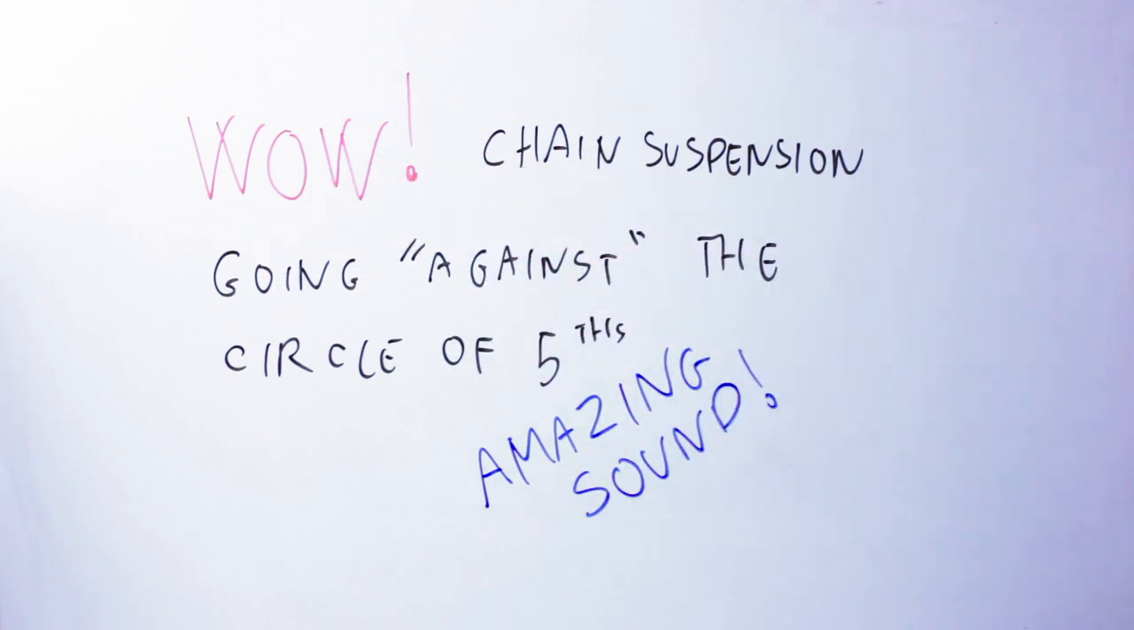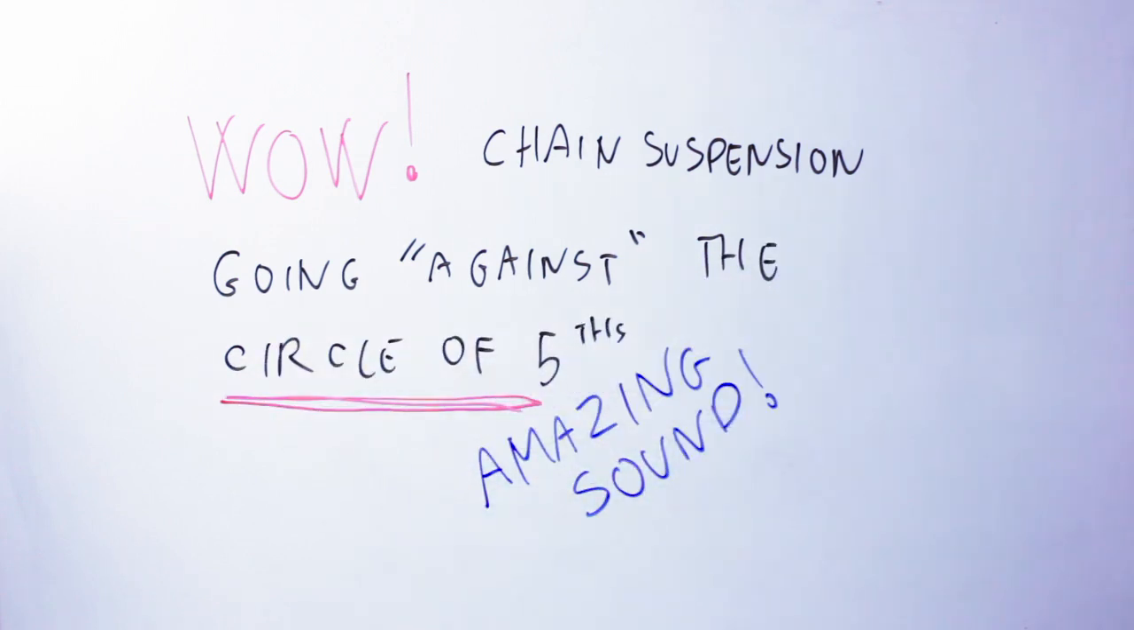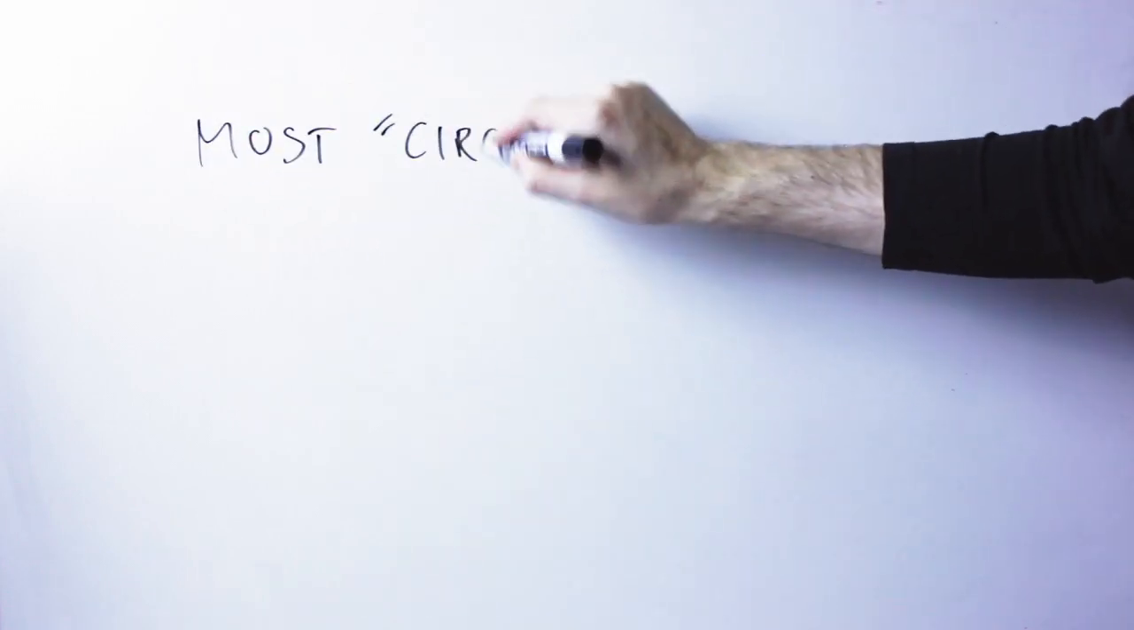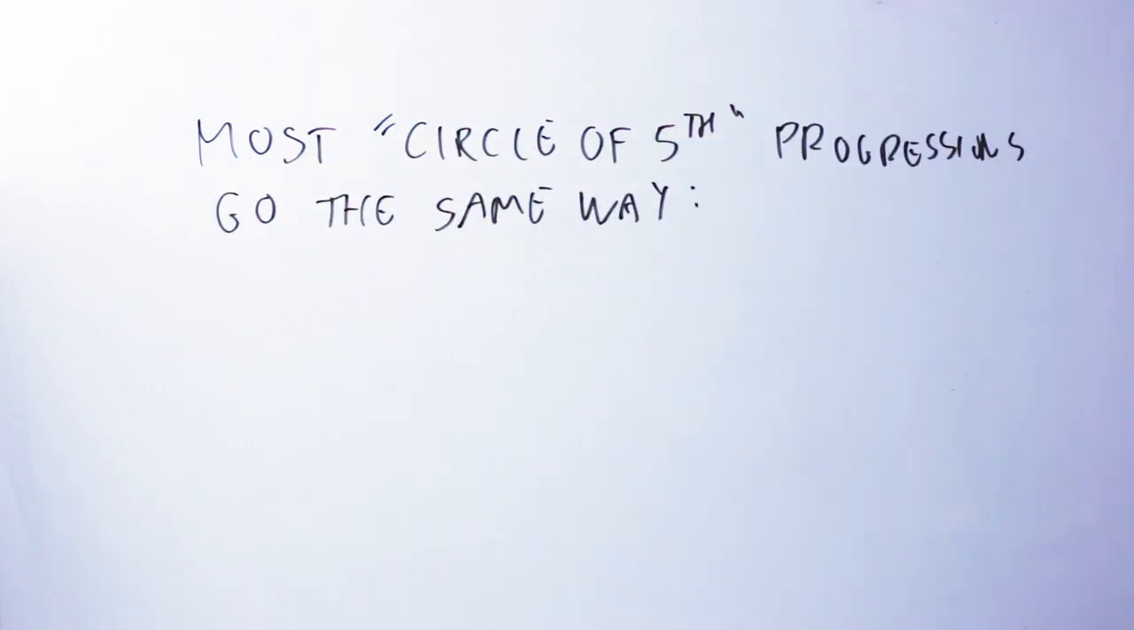The circle of fifths is one of the main ideas in music and music theory, and the progressions based on the circle of fifths are super common, but most of those progressions go in the same direction. What if we explore the opposite direction? So let me explain. Let's say I'm in C major, okay?